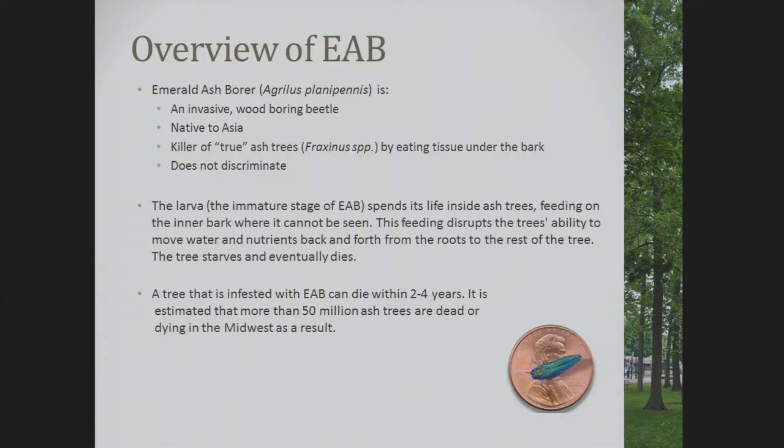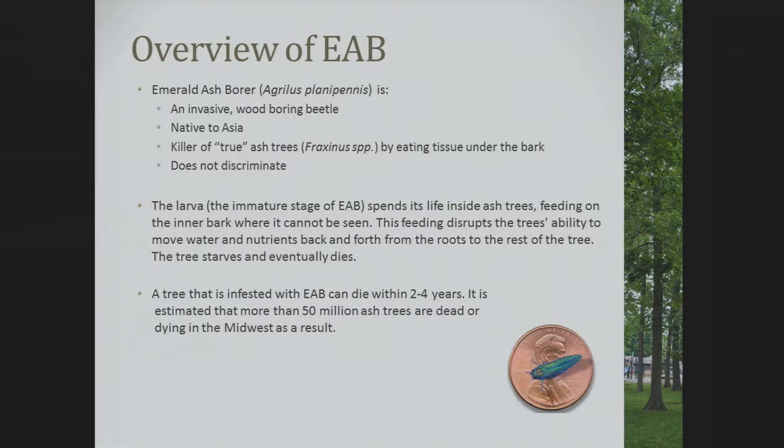So an overview of EAB. EAB is the emerald ash borer. It's a little green invasive beetle that came from Asia. It was found in Michigan in 2002 and was thought to have arrived on wood packaging material. As you can see in that little picture, it is smaller than a penny, so it's really annoying to find because it's very, very small.